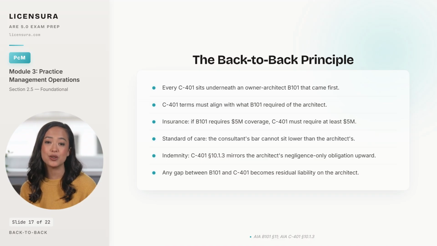B101-2017 has no general indemnification in the base contract and is typically negotiated in as a Section 11 modification, while C401-2017 Section 10.1.3 requires the consultant to indemnify the architect for the consultant's own negligent acts. Every gap between the 2 agreements flows up the chain and lands on the architect as residual liability the firm was never priced to absorb. The cost of a gap is easiest to see when you set an aligned agreement next to a misaligned one.